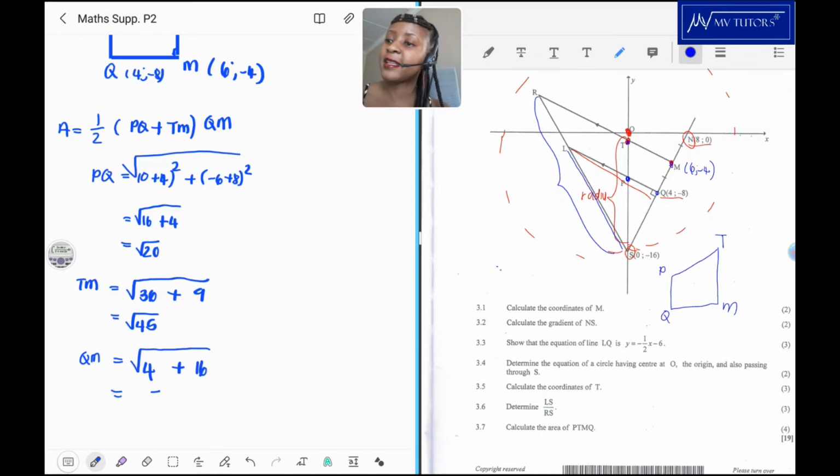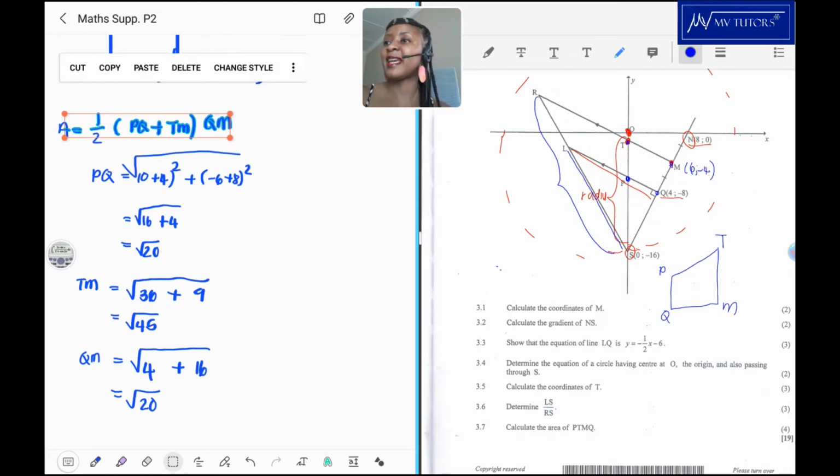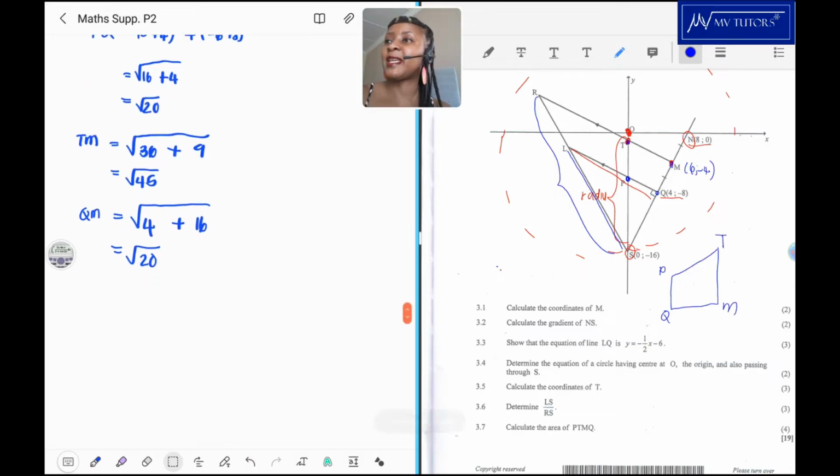Okay, and then we also have root 20 there. So coming back to our equation of the area. Nope, not everything is selected. What's happening? Okay, it's fine. Copy.